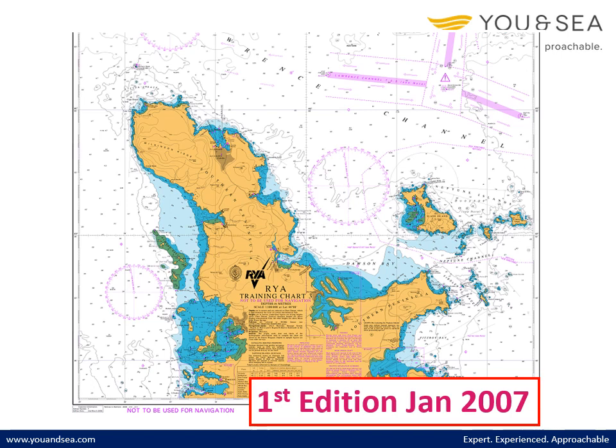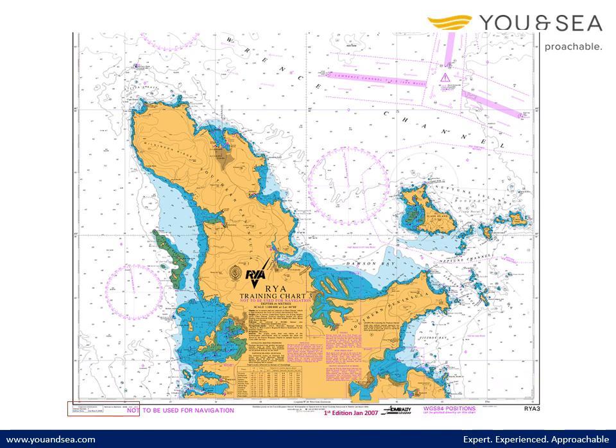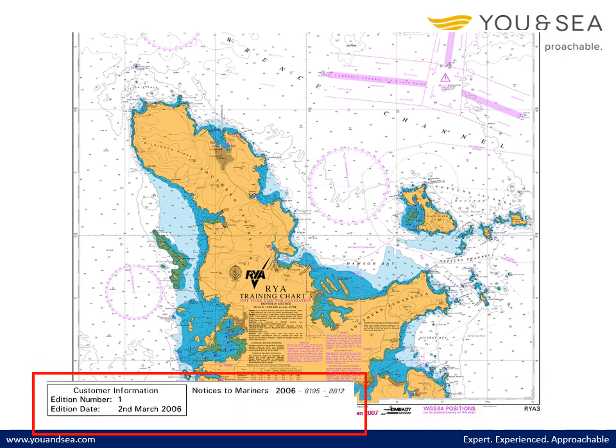Other information we can find: it gives us the edition of the chart, and the corrections for the chart. We can see on this one that it's edition 1, 2nd of March 2006, and there are other areas of information here relating to the chart corrections for that chart.